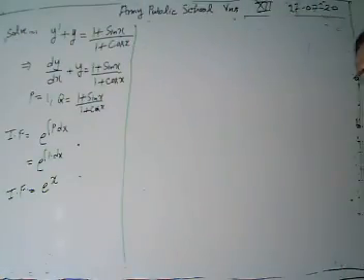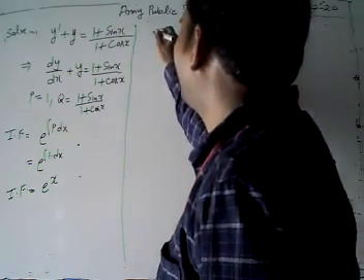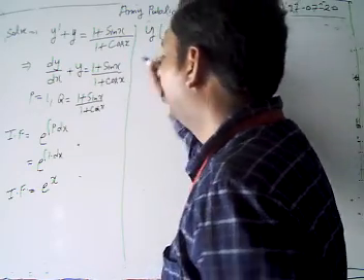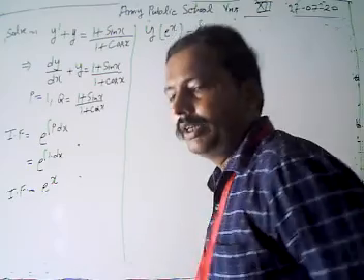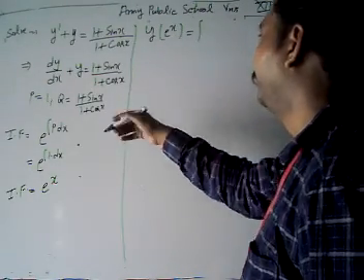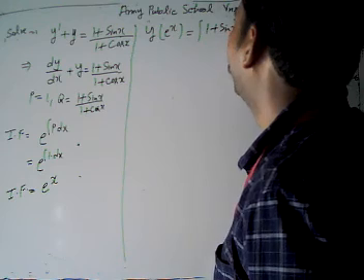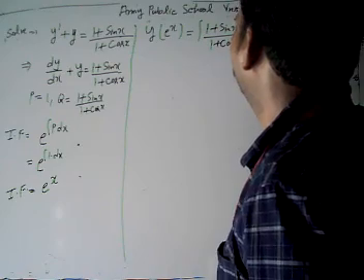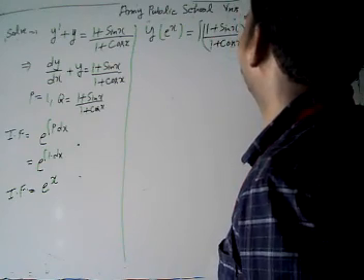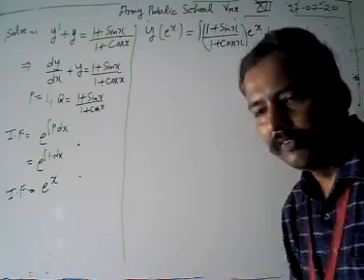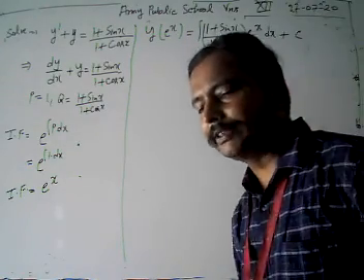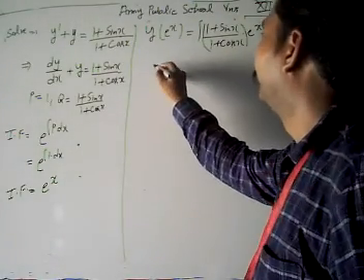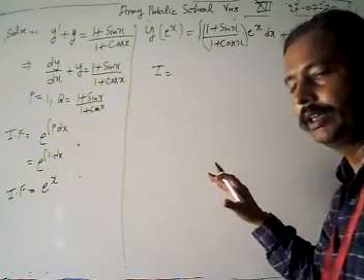Our solution is given by y times IF, where IF is e to the power x, is equal to the integral of Q times IF. Q is (1 plus sin x) upon (1 plus cos x) times e to the power x dx, plus c. Now we have to find the integration of (1 plus sin x) upon (1 plus cos x) times e to the power x. We are going to solve this integral separately.